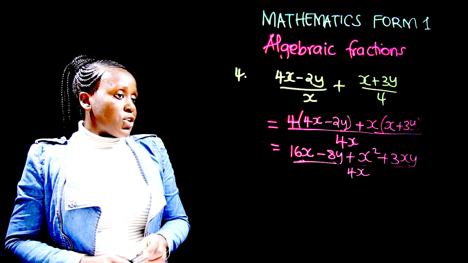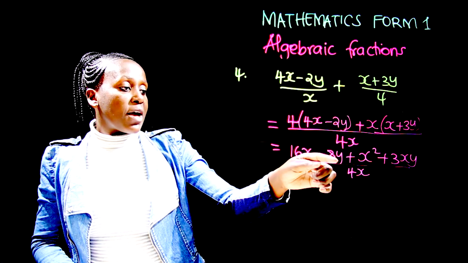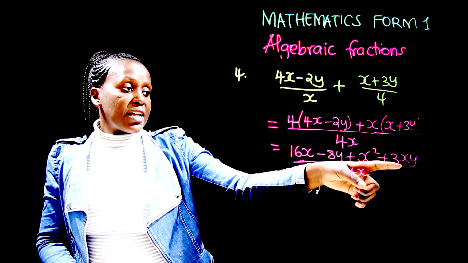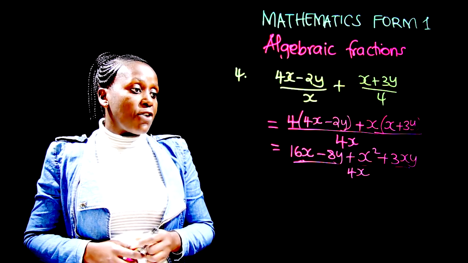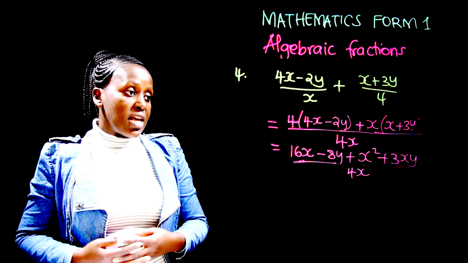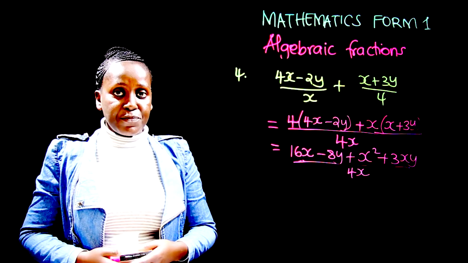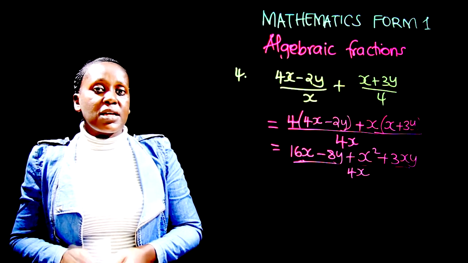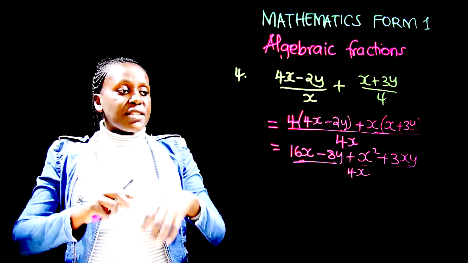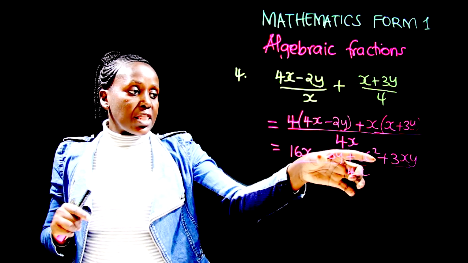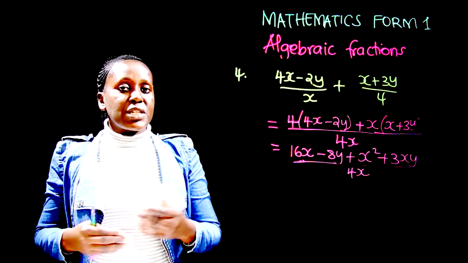Now looking at this question, do we have any like terms? So here we have x, here we have y, here we have x squared, and here we have xy. So there are no like terms. Therefore, we cannot go further than that. And that will be the expression of this as a single fraction. So next we are going to look at some cases where you have one single fraction that has a whole expression in the numerator and another expression in the denominator. How do you simplify them?